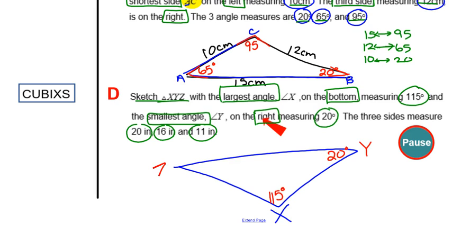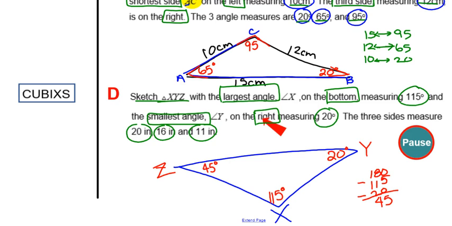That means that Z has to be here, and in this case I actually don't have a third angle measure. So we're going to have to find out what that is. Knowing that we have 180 degrees in a triangle, if I take away my 115 and I take away my 20, it turns out that I have only 45 degrees left. That means this guy right here has to be 45 degrees. Those three angles add up to 180.